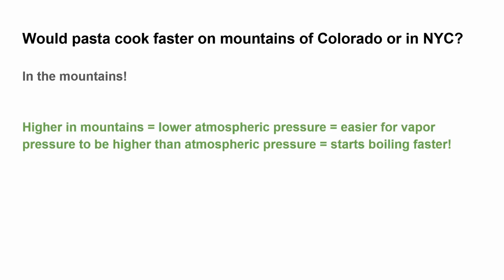And that's because as you go higher up on the mountains, or as you move away from the sea level, or as your altitude increases, altitude is the distance from the sea level, the atmospheric pressure decreases. So on the mountains, the atmospheric pressure is lower. So it is easier for the vapor pressure to be equal to the atmospheric pressure, or become greater than the atmospheric pressure. It's going to take less time for the vapor pressure to become equal to the atmospheric pressure. So whatever we are trying to boil, that thing starts boiling faster.